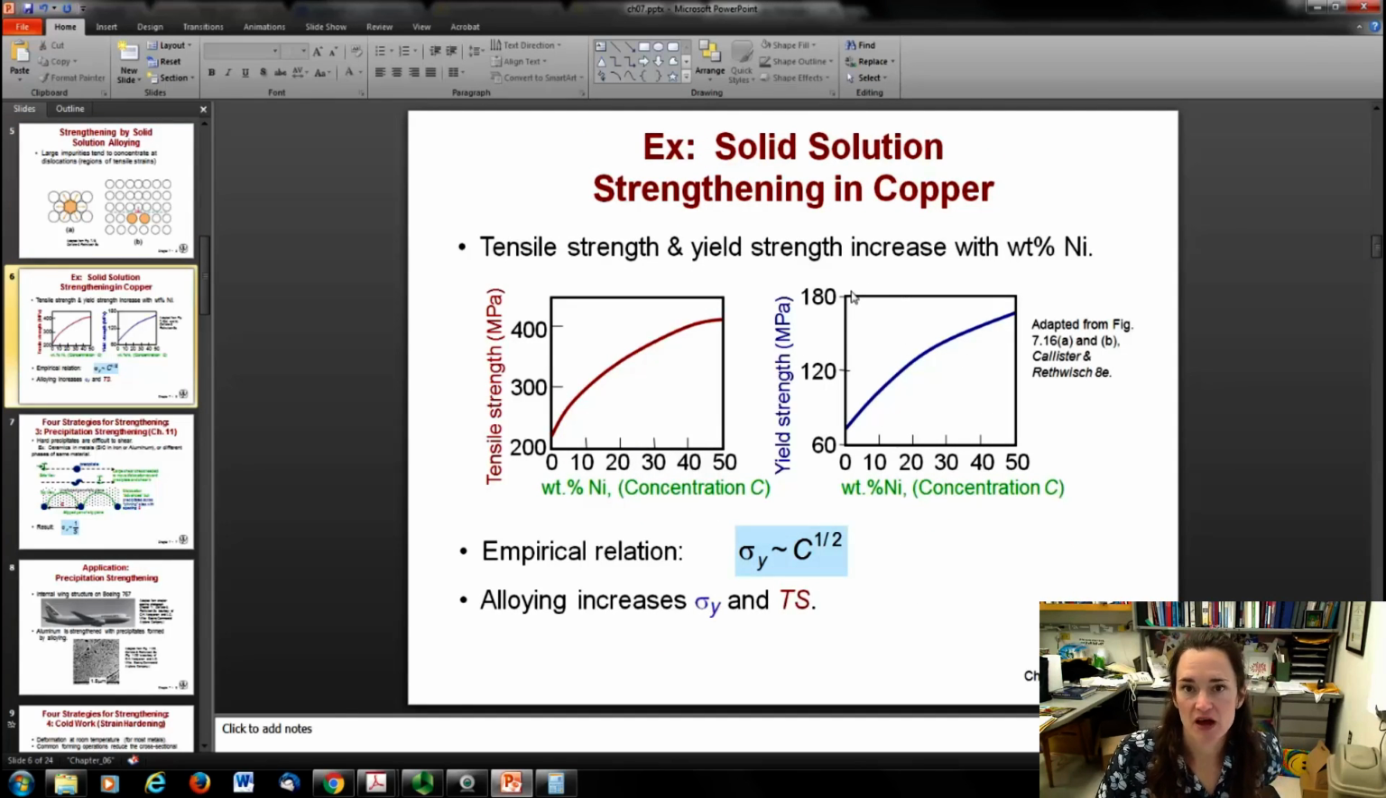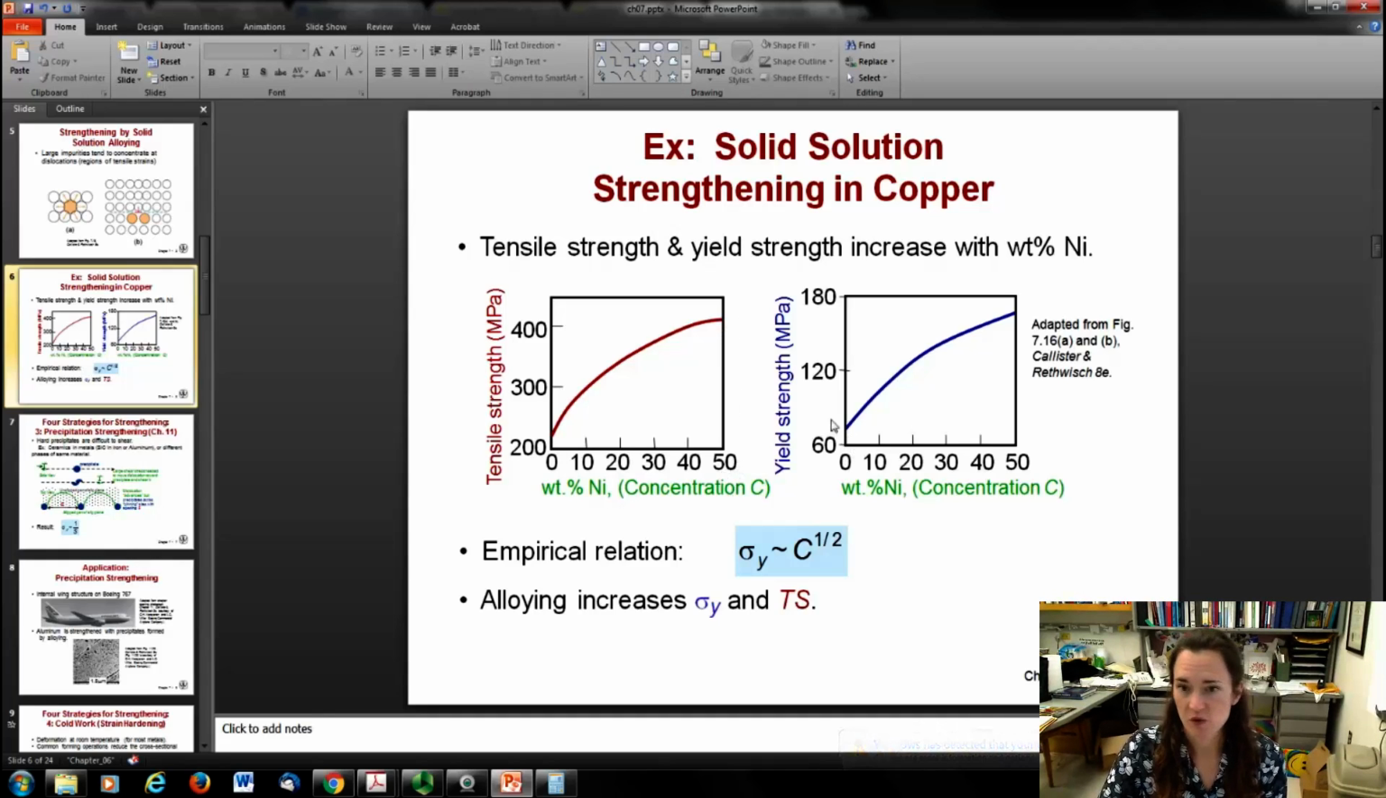Here's an example of solid solution strengthening, say that 10 times fast, in copper, okay? So nickel would be the alloy that it's forming here. So this is a plot showing the weight percent increase of nickel, and then as the weight percent of nickel goes across here, you can see an increase in both the tensile strength and the yield strength of the material. It's a very significant increase. It starts off at, say, 230-ish megapascals, and it goes up to above 400 by the time you get to a weight percent of, say, 50 or so.